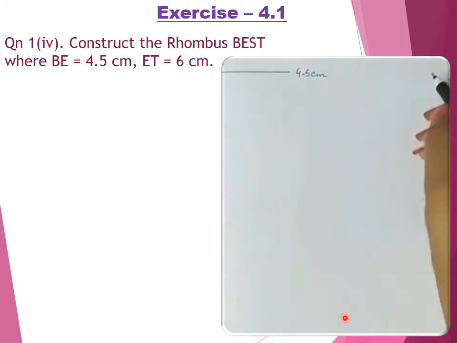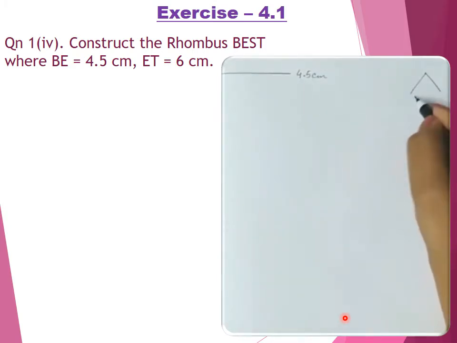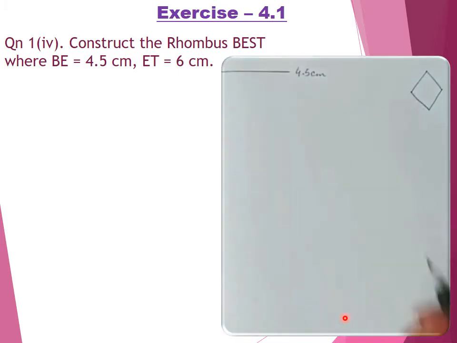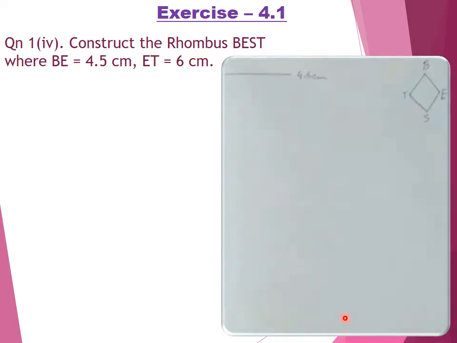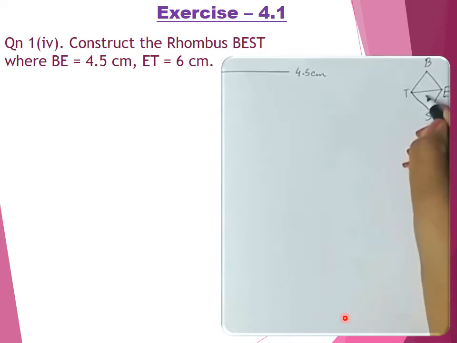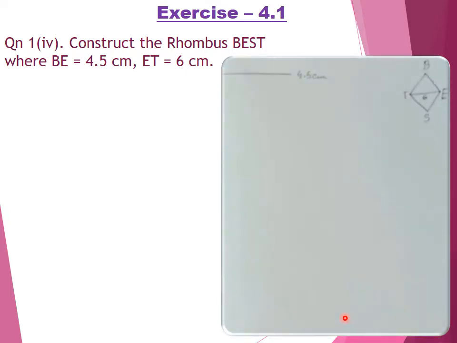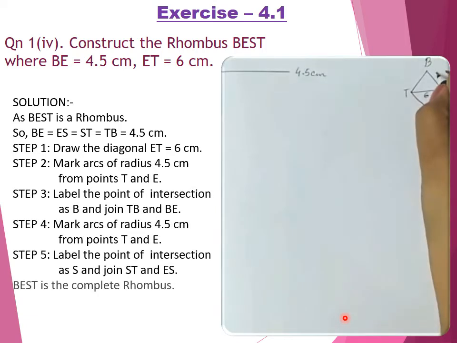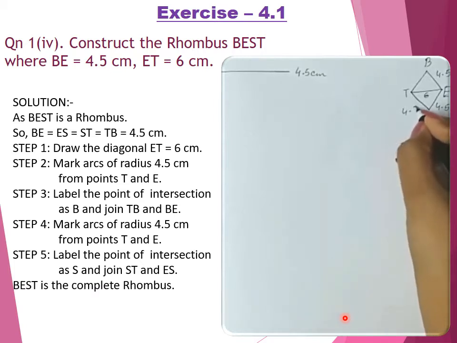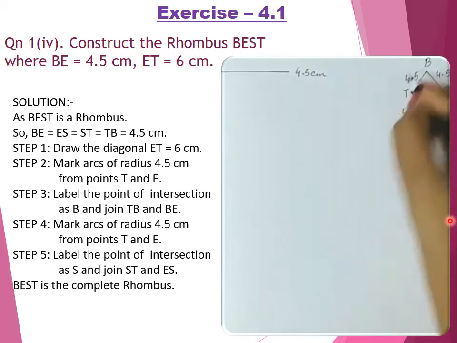So we know that for a rhombus all the sides are equal. So we can draw a rhombus like so. It is a rough diagram and let us name them as B, E, S and T. BEST. Now, according to the question, the length of TE is given as 6 centimeter and the length of BE is 4.5 centimeter. Because it is a rhombus and all its sides are equal, we can say that the length of all the sides will be 4.5 centimeter. So this is how our rhombus will look.